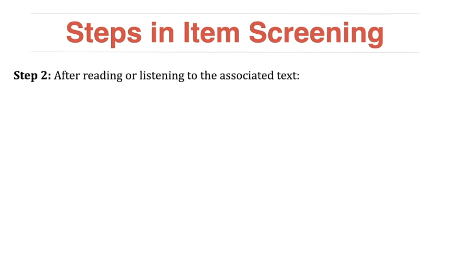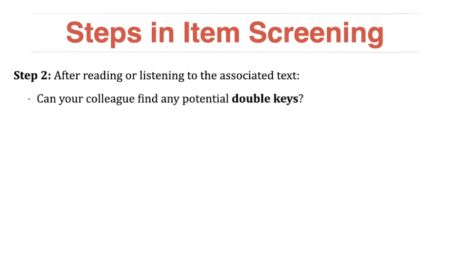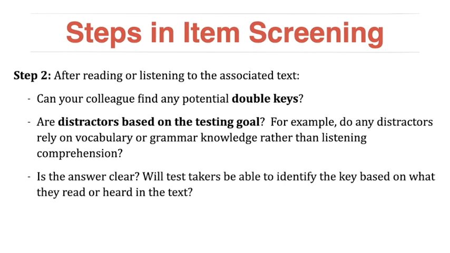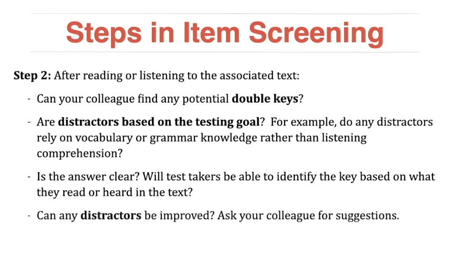Step 2. After reading or listening to the associated text, can your colleague find any potential double keys? Are distractors based on the testing goal? For example, do any distractors rely on grammar or vocabulary knowledge rather than listening comprehension? Is the answer clear? Will test takers be able to identify the key based on what they read or heard in the text? Can any distractors be improved? Ask your colleague for suggestions.